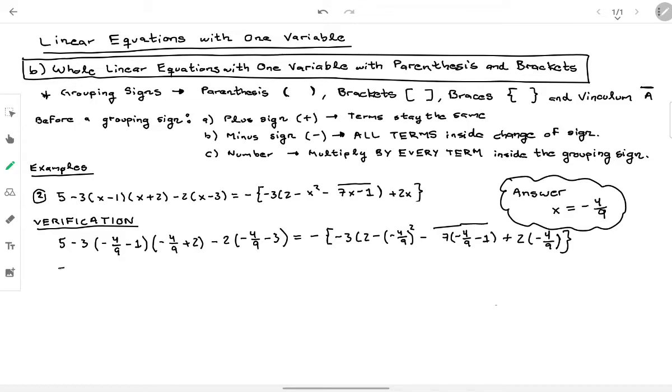So in this case, it's going to be 5 minus 3. In this case, minus 1 and minus 4 over 9. We will do it. It's going to be minus 4 over 9. And it's going to be minus 9 over 9. The other one is going to be minus 4 over 9 plus 18 over 9 minus 2 that multiplies minus 4 over 9 minus 27 over 9 equals minus braces minus 3 that multiplies 2 minus, here it's going to be 16 over 81.